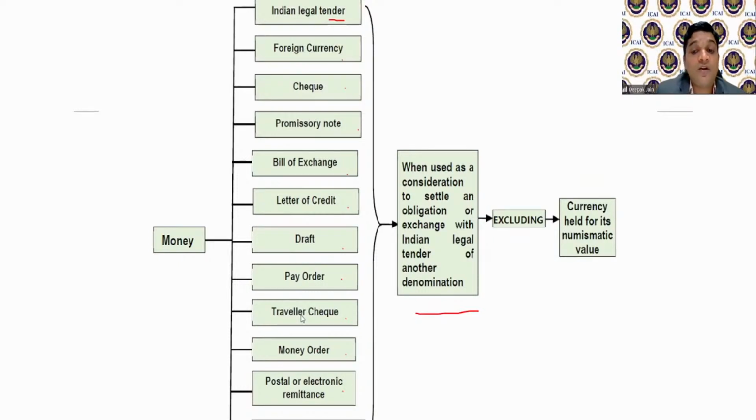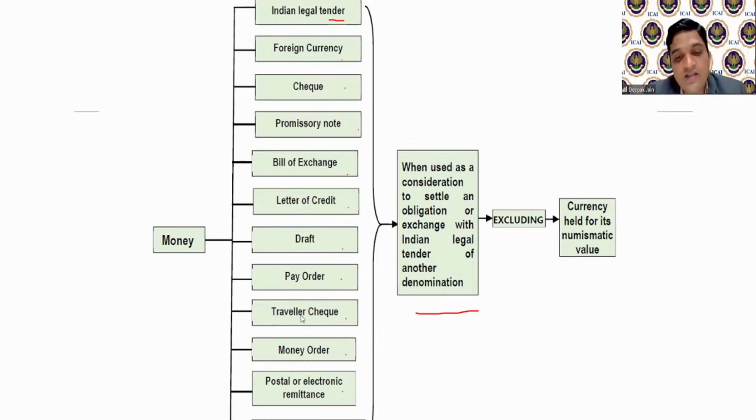Okay. But you cannot say cryptocurrency is currency held for its numismatic value. This you cannot say because it's not a currency at all. Using the word cryptocurrency itself is wrong because crypto is not a currency. Currency is something which is recognized by any law, but crypto is not recognized by any law. So this is not a currency.